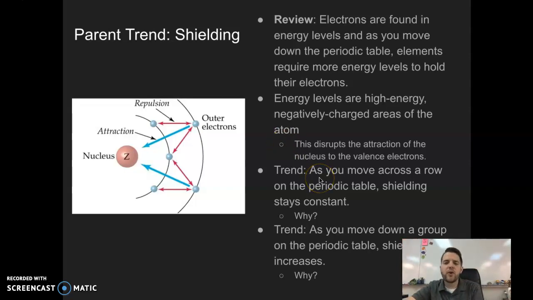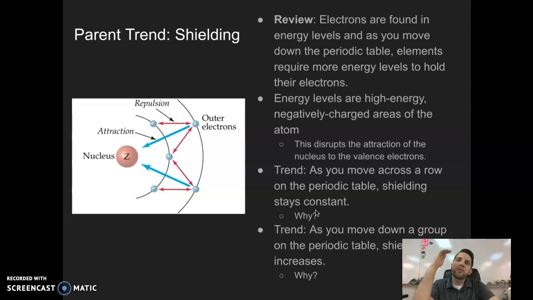So as you move across a row on the periodic table, shielding stays constant. The question is why? In your notes, you're going to want to answer that, to say, as you move across a row on a periodic table, shielding stays constant because a row of the periodic table is representative of the electrons fitting into an energy level of an atom.